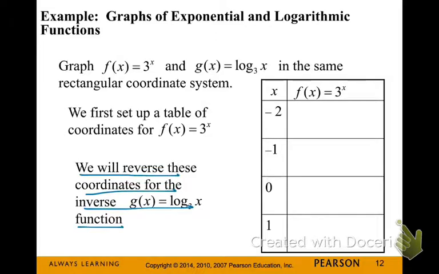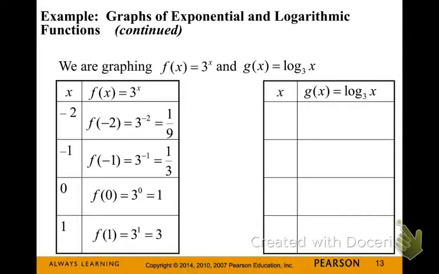If we do that, I'm going to bring these over in this table here. If we swap these coordinates, that means instead of -2, 1/9 for the exponential, we'll get 1/9, comma, -2 for the log graph. Same thing, 1/3, -1. And then the more important one: the exponential function always had a y-intercept at 1. If we swap those, the point becomes 1, 0, which is an x-intercept. So a log graph will always have the x-intercept of 1, 0.